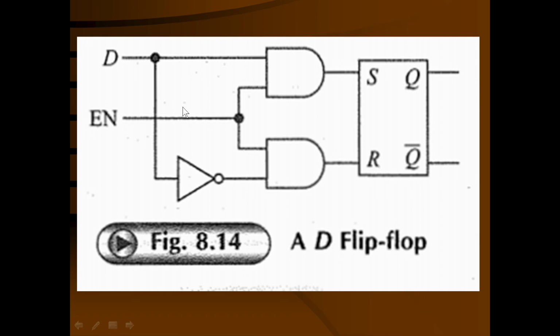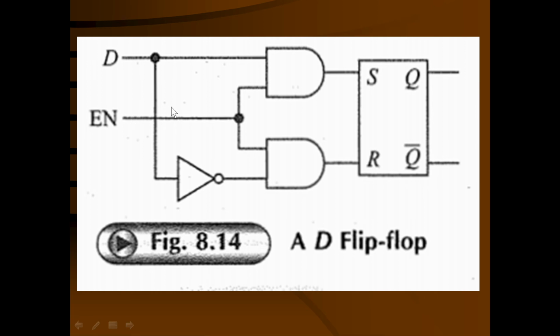If D is going to be 0, then this gate is getting 0 input, and this gate, because it is inverted, is getting 1. So here there is a 1 1 condition, so R becomes 1, S is going to be 0, the reset condition for the flip-flop, and Q takes the value of D, that is 0. So Q is equal to 0, or Q is equal to D.